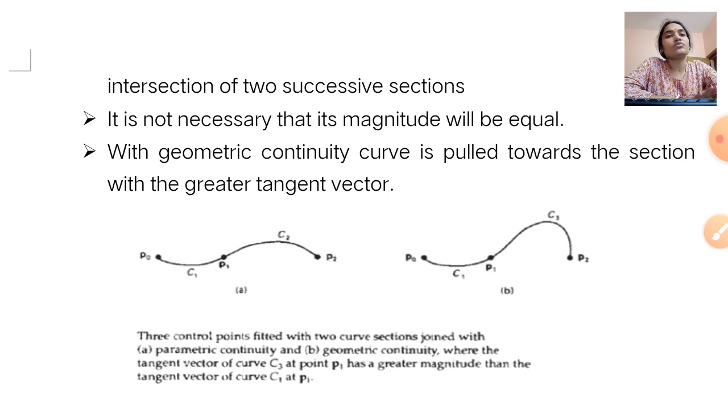So this is spline representation. In this class we learned spline representation: the control graph, the control points, the convex hull, and two types of continuity condition, geometric continuity and parametric continuity.